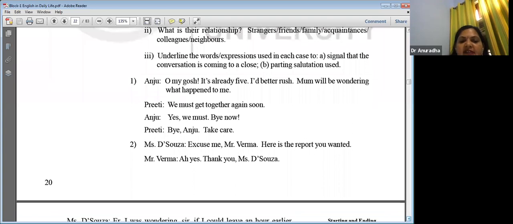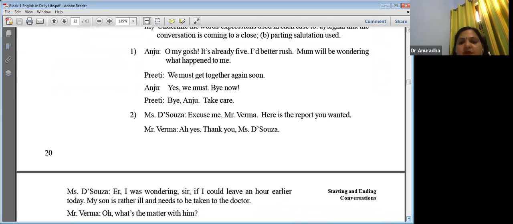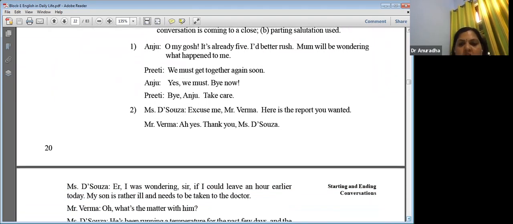Okay, next is Miss D'Souza: Excuse me, Mr. Verma, here is the report you wanted. So what can be the relationship? They are colleagues, because she is asking for the report.